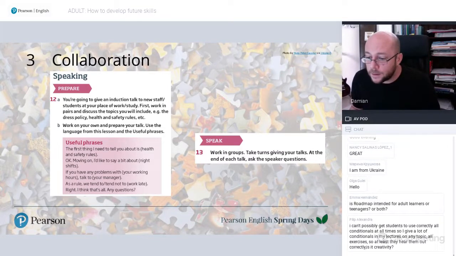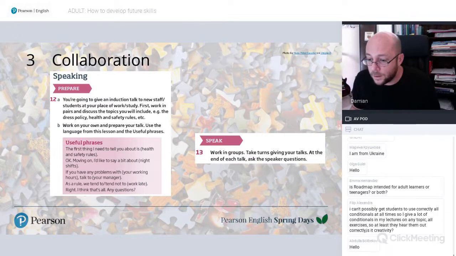Is Roadmap intended for adult learners or teenagers? It's intended for adults, so from 18 up. But a lot of the topics, I would imagine, are useful for older teenagers as well.